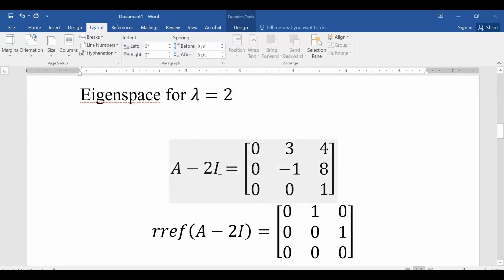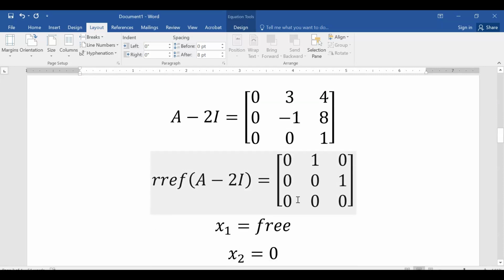So start with lambda equals 2. A minus 2I: we take A and subtract 2 from the diagonal entries. So the diagonal entries will now be 0, -1, 1. When you put that into your calculator and put that into row reduced echelon form, you end up with this matrix. What this matrix symbolizes is that your variable x1 is free, your variable x2 has to be equal to 0, and your variable x3 has to be equal to 0.